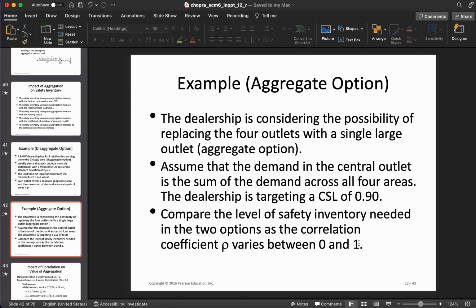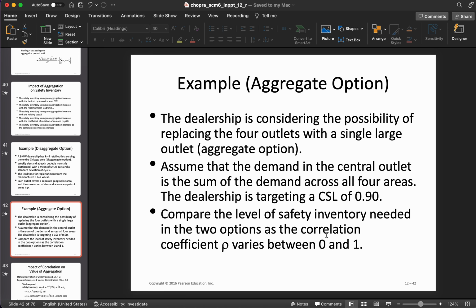Just in case you don't remember, the correlation coefficient tells you how much two different distributions are related to each other. If the correlation coefficient is 0, the two demands are not related to each other at all. And if the correlation coefficient equals 1, it means that one demand and the other demand are essentially the same. You're not looking at two different instances of demand. They're perfectly correlated to each other. So if you know one, you know exactly what the value of the other is. And usually correlation in most real life cases varies somewhere between 0 and 1, right?